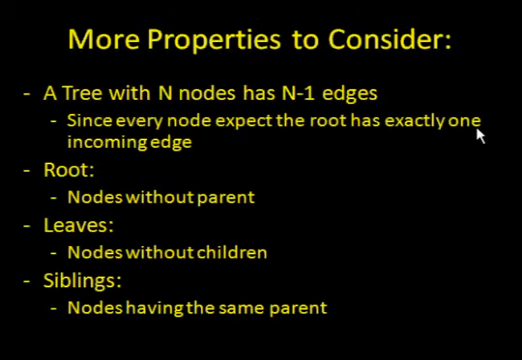There are some other properties you can consider. A tree with n nodes, n being a number, generally has n minus 1 edges. That is, edges being the connecting points on the tree. This makes sense because every node except the root has exactly one incoming edge to it. A root means the nodes without a parent. Leaves means nodes without children. Siblings means nodes that have the same parent, like I said.